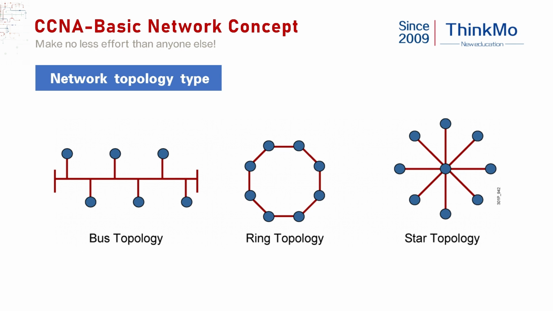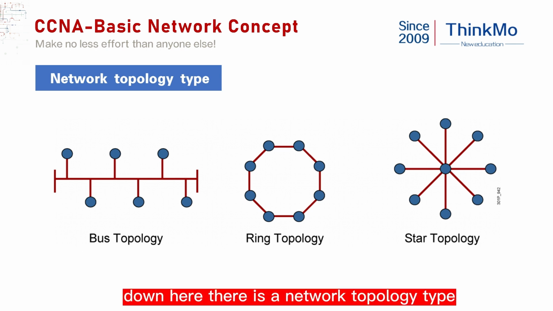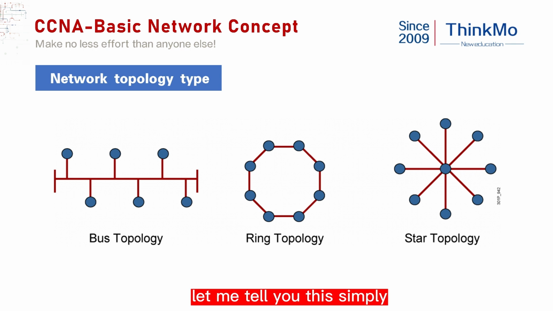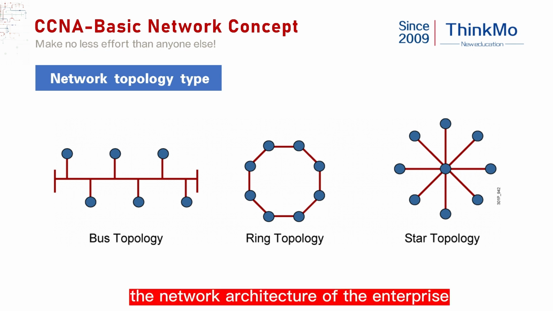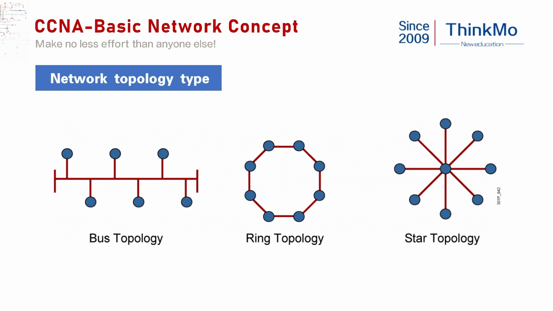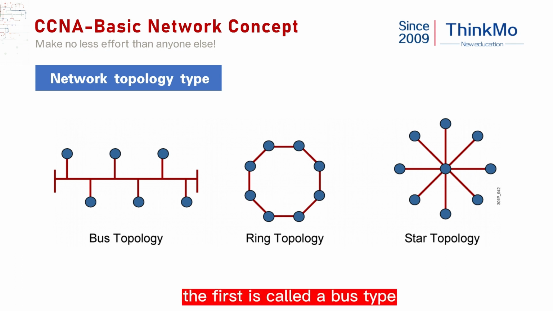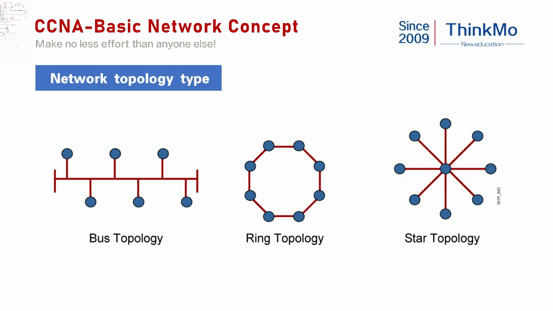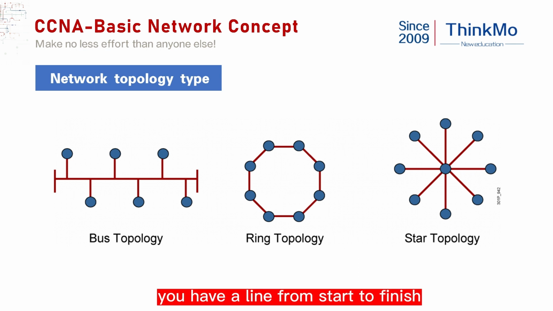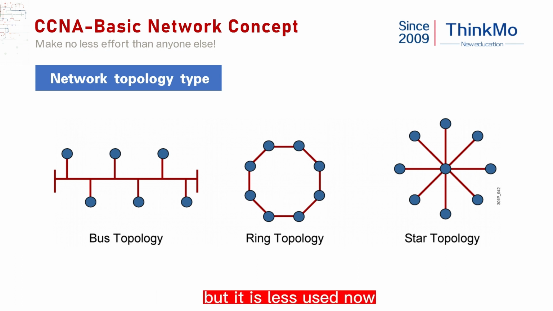Let's look down. Down here there is a network topology type. Let me tell you this simply. In the future, when we build the enterprise network, that is, the network architecture of the enterprise, after you have deployed the entire network, it depends on how the network is connected. The general topology can be divided into these types. The first is called the bus topology. What is a bus? That is, you have a line from start to finish. But it is used less now.